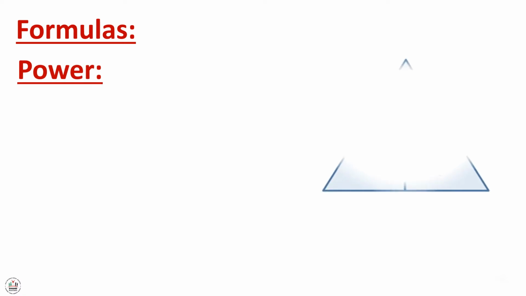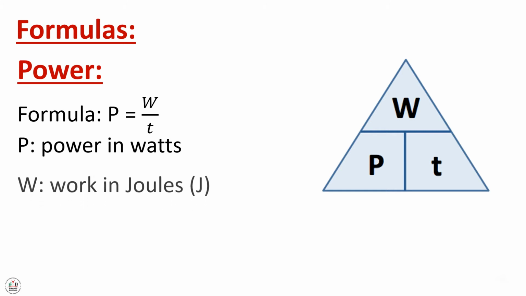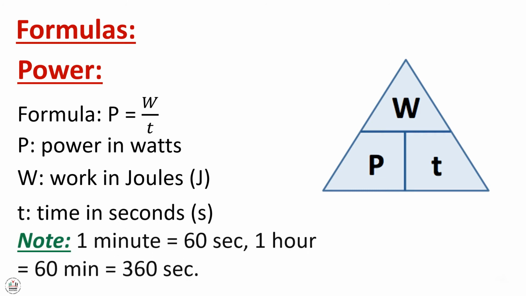Now the formula to calculate power. The formula is P equals to W over T. P represents power in watts, W represents work in joules, J capital, and T represents time in seconds. Note, 1 minute equals to 60 seconds, 1 hour equals to 60 minutes. Okay?